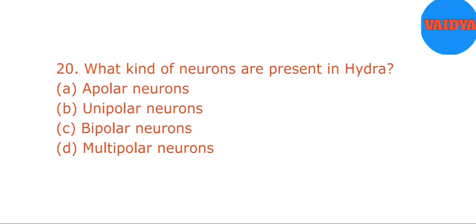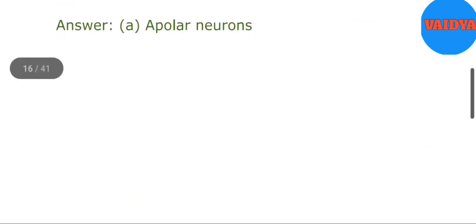20. What kind of neurons are present in hydra? A. Apolar neurons. B. Unipolar neurons. C. Bipolar neurons. D. Multipolar neurons. Answer: A. Apolar neurons.